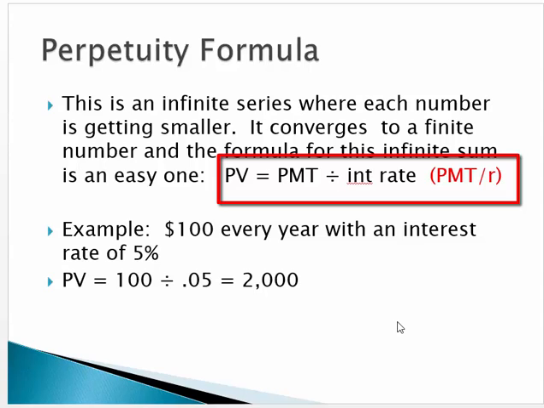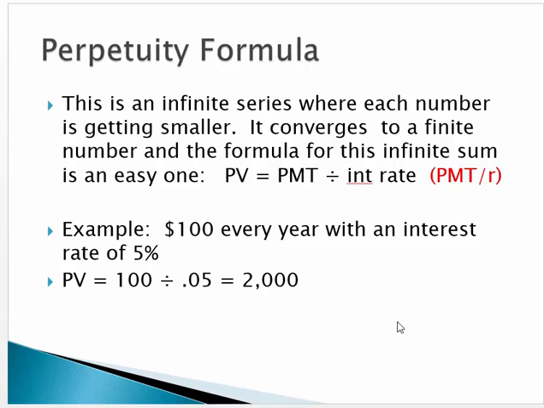So if we do that and look at an example here, we've got $100 every year and the interest rate is 5%. If we just divide $100 by 0.05, we end up with a present value of all those infinite cash flows discounted back at 5% equal to $2,000. Now the fact that we're getting $100 every year forever having a finite present value seems a little bit counterintuitive.